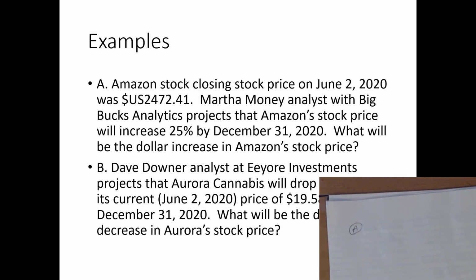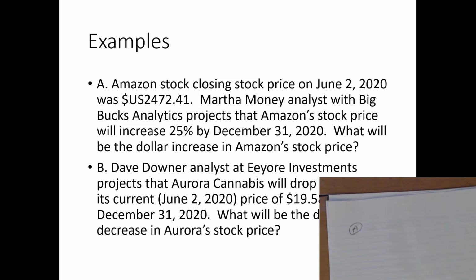Amazon stock closing price on June the 2nd, 2020 was $2,472.41. Martha Money, analyst with Big Bucks Analytics, projects that Amazon stock price will increase by 25% by December 30th, 2020. So far in 2020, Amazon has done quite nicely. What would be the dollar increase in Amazon stock?